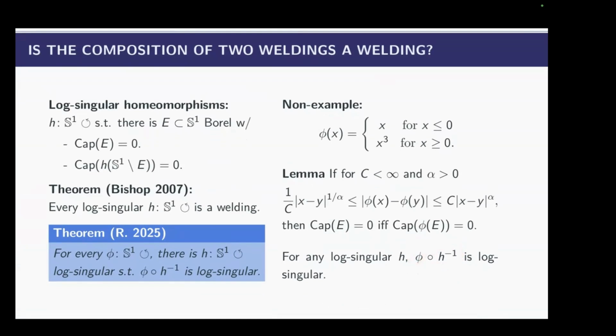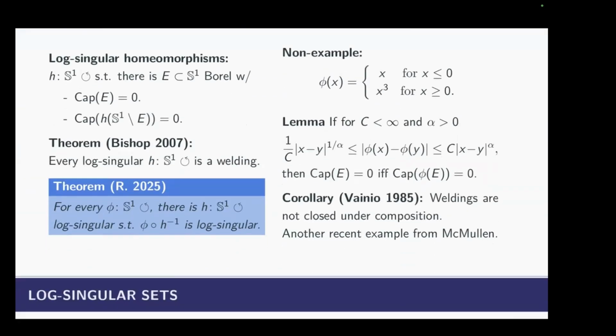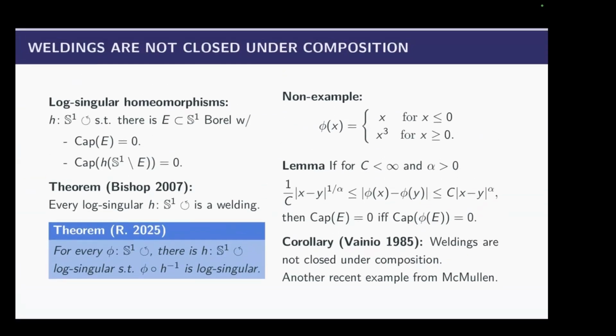And this follows by taking this set here, so that the complement is mapped to a capacity zero set, and capacity zero sets are preserved under our biholder mapping. And this proves that weldings are not closed under composition, which was initially shown by Bainio in his PhD thesis in 1985.